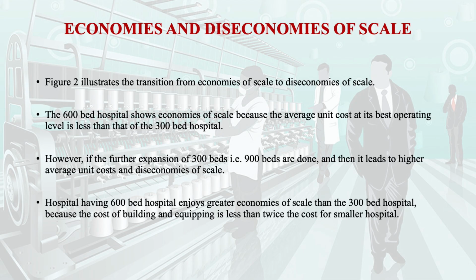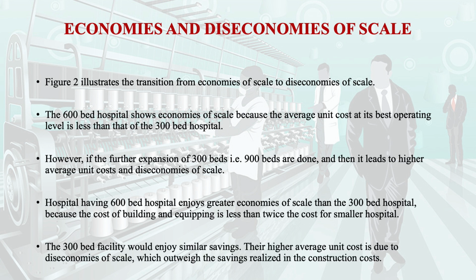A hospital having 600 beds enjoys greater economy of scale than a 300 bed hospital because the cost of building and equipping is less than twice the cost of a smaller hospital. The 300 bed facility would enjoy similar savings. Their higher average unit cost is due to the diseconomy of scale, which outweighs the savings realized in the construction cost.